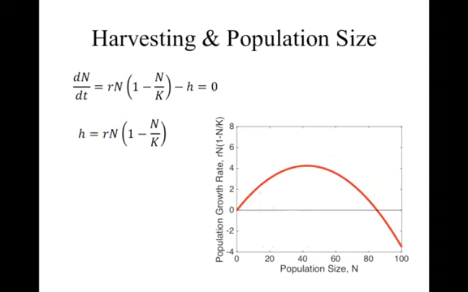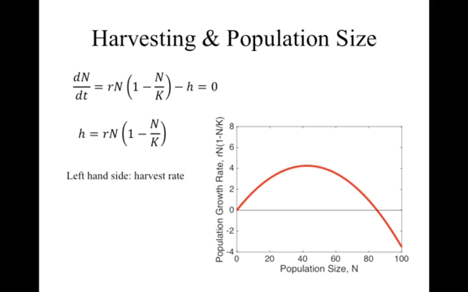All right, so that's plotting the right-hand side of that equation. That's really just plotting the logistic growth rate as a function of population size. That's really all I've done. There's no harvesting in that figure at all. I really just plotted how fast a population grows at a variety of different population sizes, assuming logistic growth.